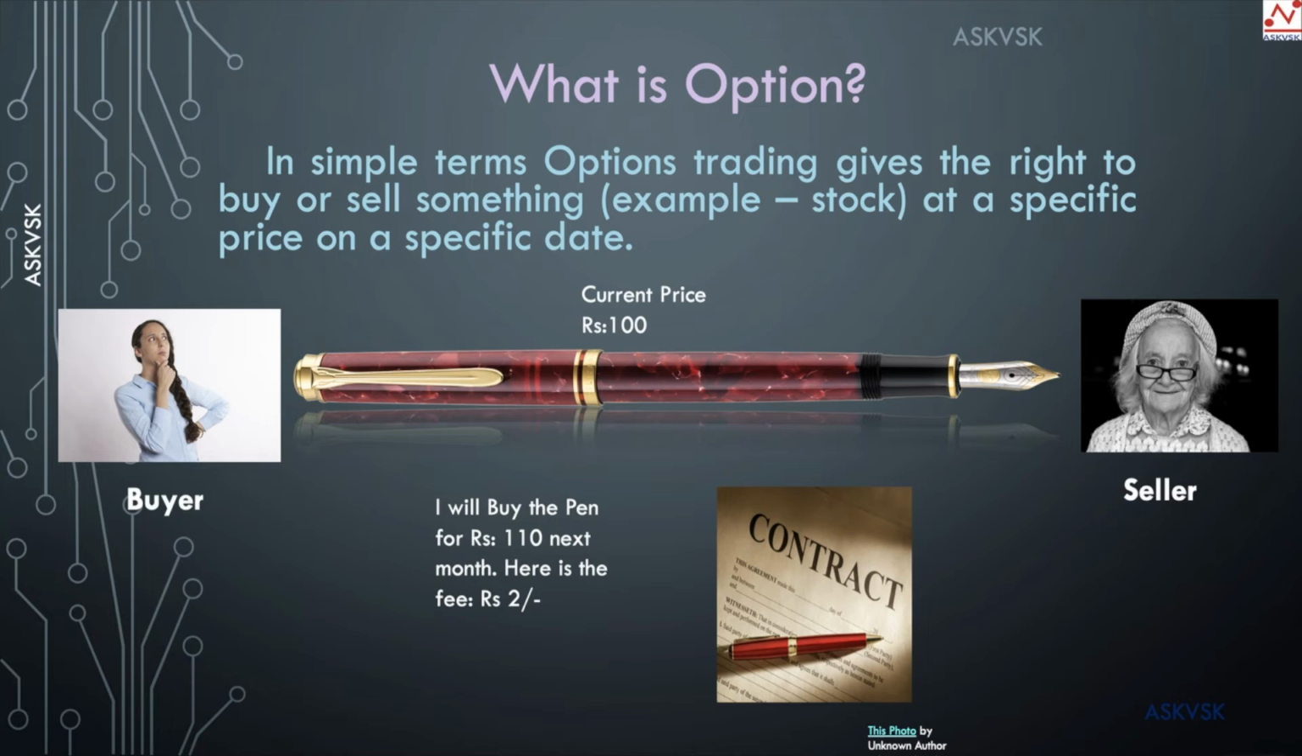Let us see the opposite of this as well. We have just spoken about buying something at a specific price at a specific date. But as the definition of an option trade says, we can also sell something at a specific price on a specific date. So how does that happen?